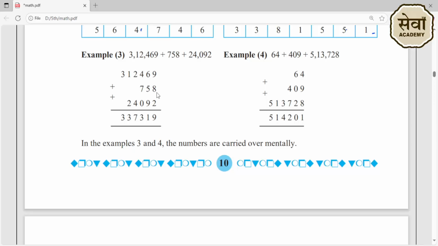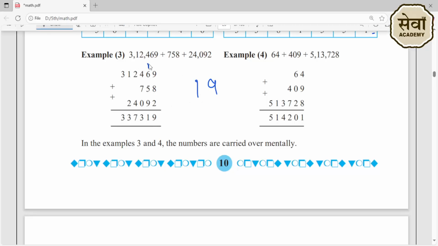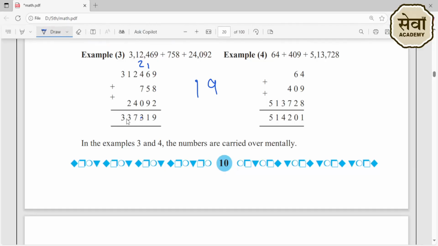9 plus 8 is 17. And what is 17 plus 2? It is 19. And we will write 9 here and 1 carry forward because 1 is in the units place. And what is 6 plus 5? It is 11. 11 plus 1 is 12. 12 plus 9 is 21. So we write here 1 and 2 carry over. And what is 7 plus 4? It is 11. 11 plus 2 is 13. So we write here 3 and 1 carry over.